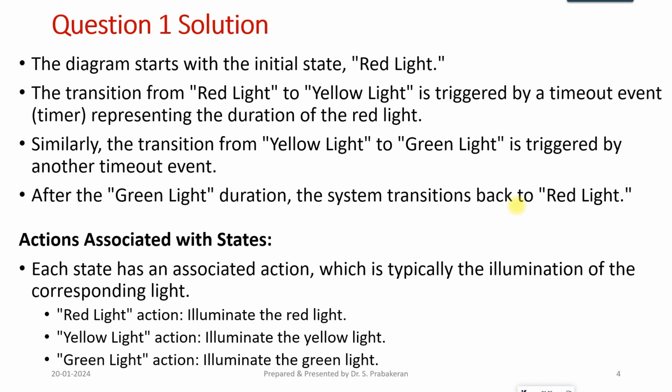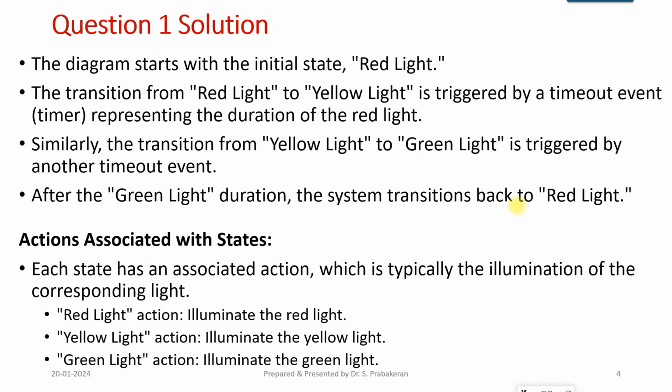So based on these we are going to create the state chart diagram for this particular system, and what are the transitions as well as the actions that happen associated among all these states, right? Now initially we'll start with the initial state as red light, right? Now this is where our traffic light system begins.